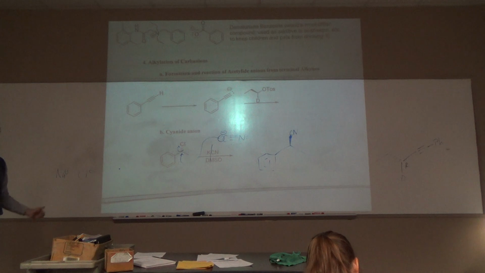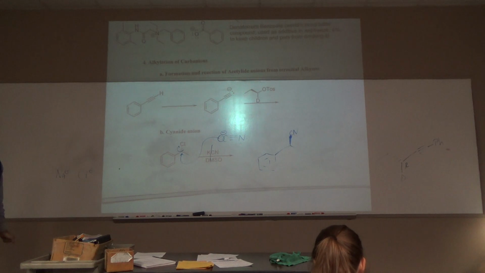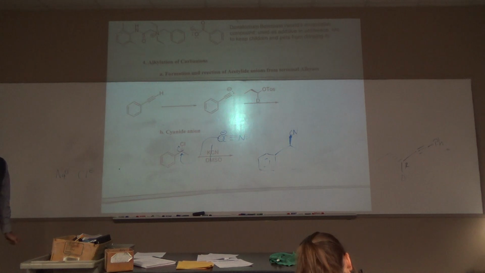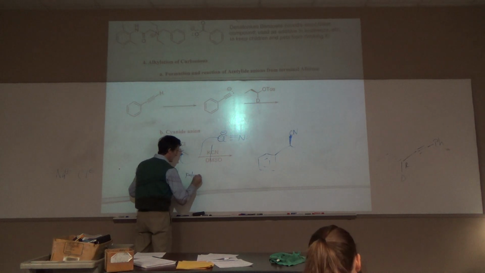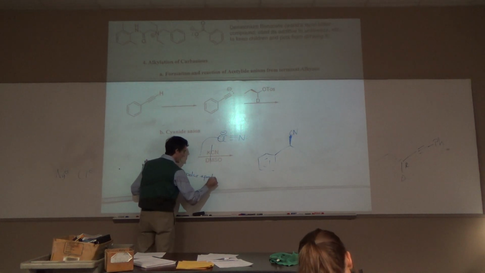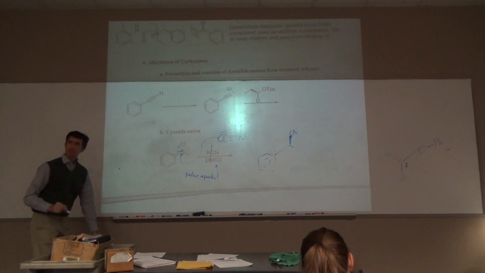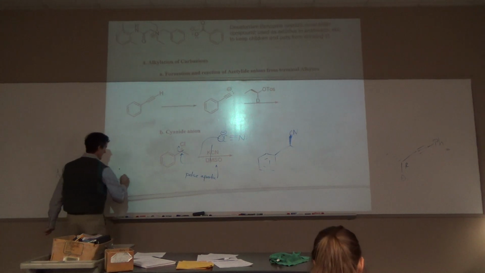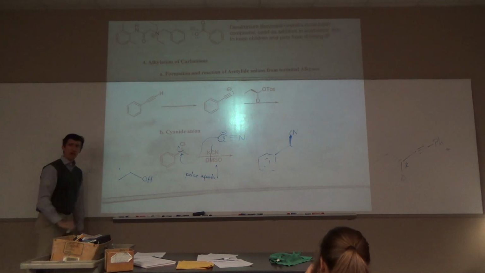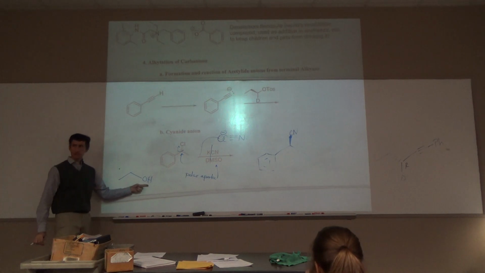What is DMSO? Just a common solvent. It's probably on the solvent list from week one. Water soluble, very polar. It's an example of a polar aprotic. What does aprotic mean? Not protic. What does not protic mean? Something like ethanol is a common solvent. But it's got this proton.